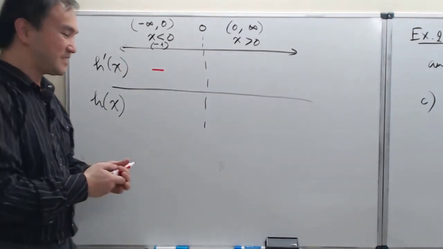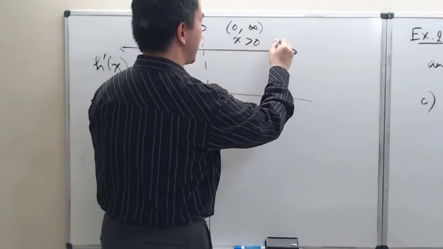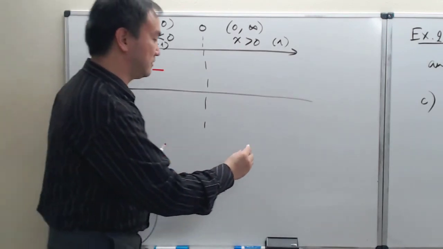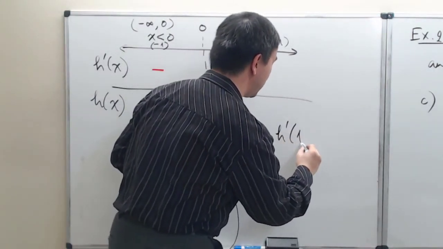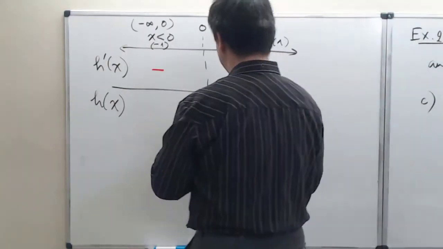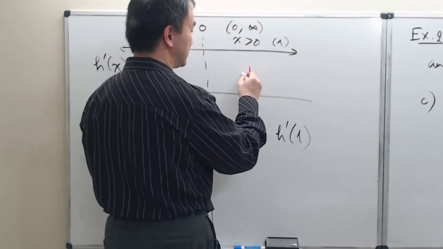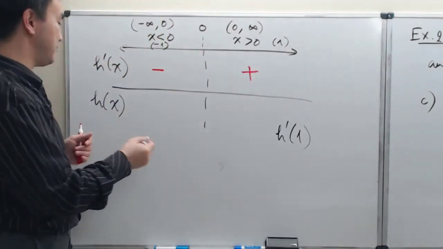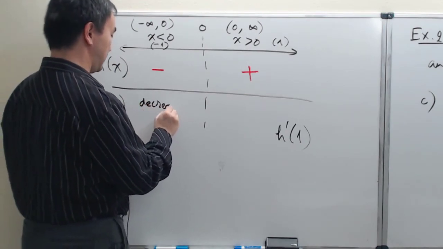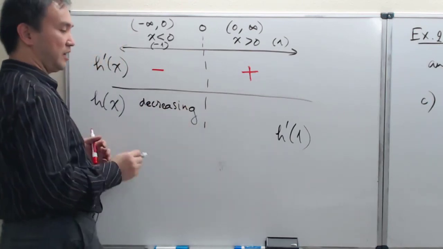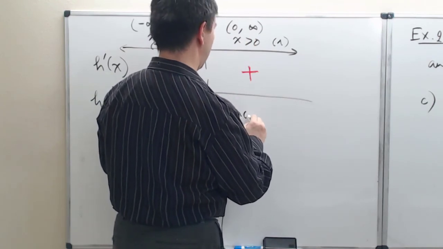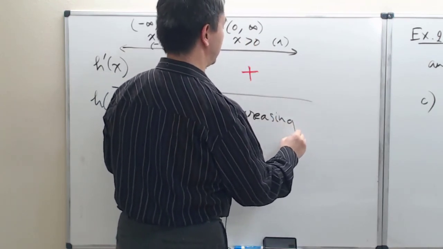Now I'm going to pick another value, let's say +1. Let's spend some time calculating h prime at 1. My calculation came out with a positive sign here. That means our function is decreasing in this interval, and it is increasing on the interval from 0 to infinity.